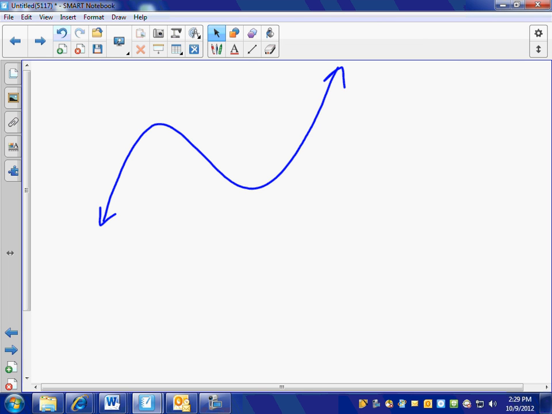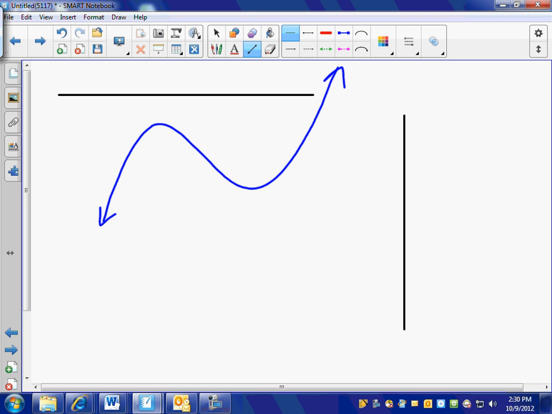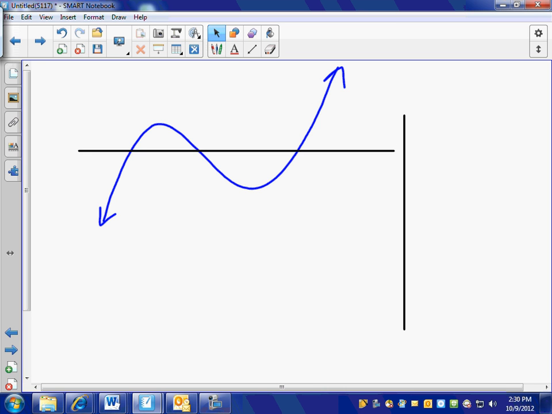Can you tell me what makes something a function as opposed to not a function? Put a line up and down. Anywhere. Drag it across. Does it ever cross more than once? Well, what about this, though? As you look at this graph here, ooh, 3 times. Oh, it's only the vertical line. Oh, the vertical line test.